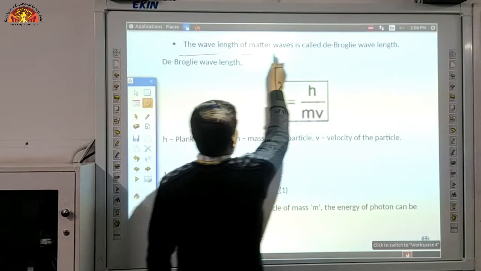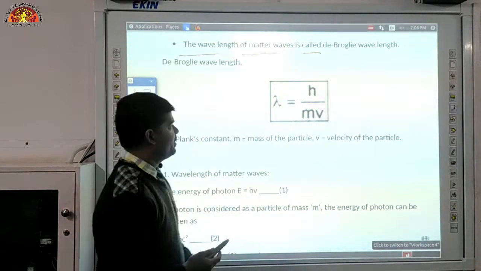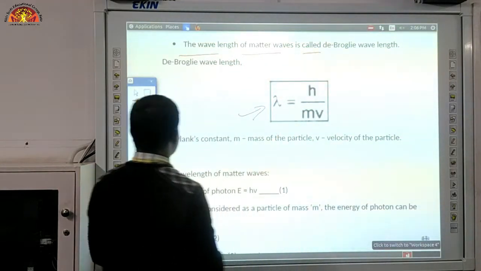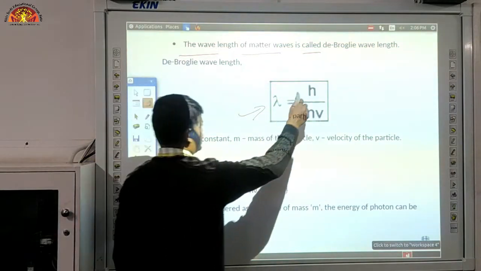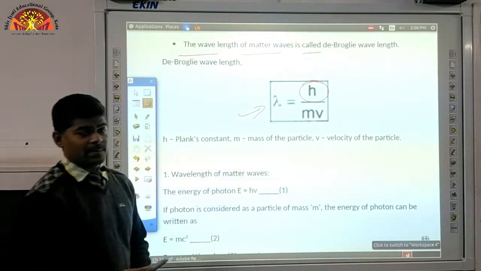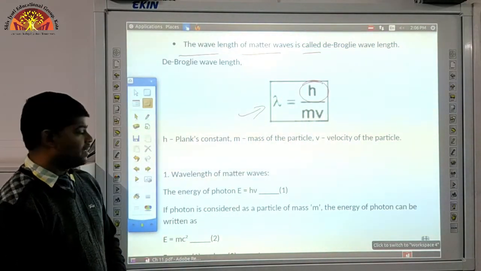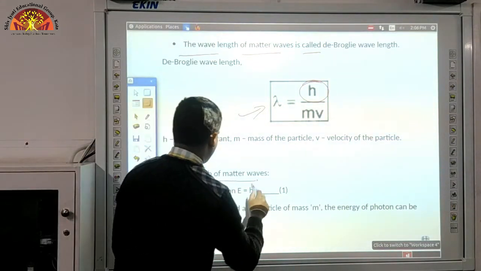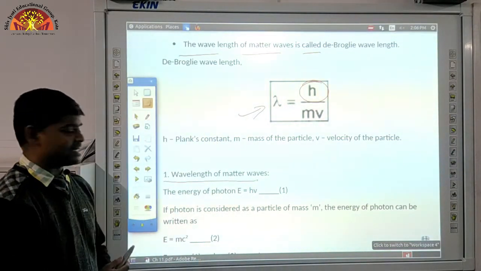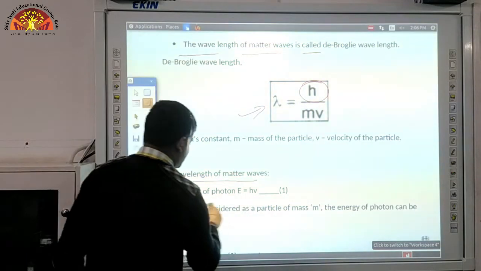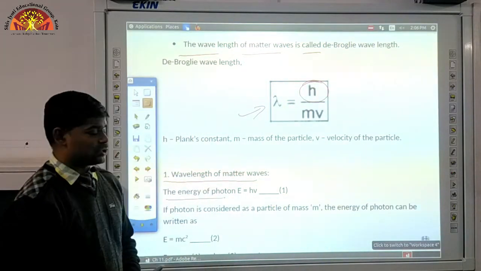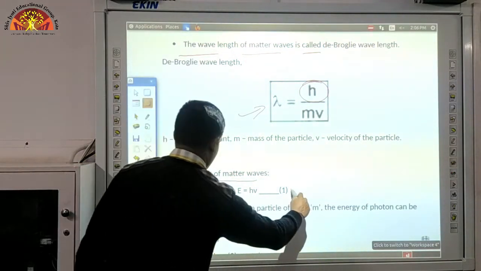Now the wavelength of matter wave is called the de Broglie wavelength, that is lambda equals h upon mv, where h is the Planck constant, m is the mass of the particle, v is the velocity of the particle. Now the next one students, wavelength of the matter waves. हम लोग wavelength कैसे calculate करेंगे? Now the energy of the photon we already know, that is equal to h nu. This is your equation number 1.